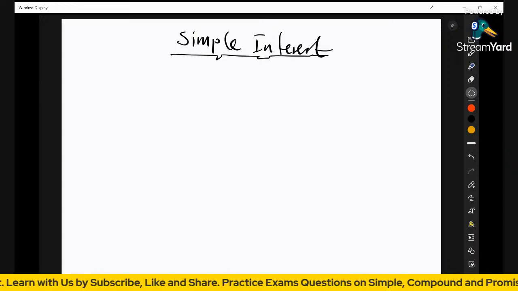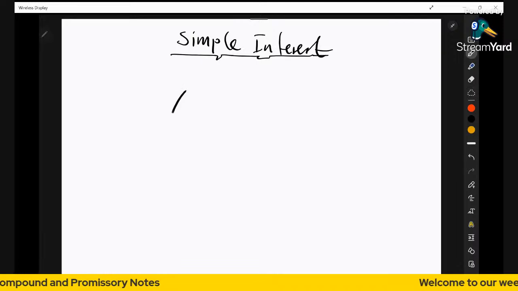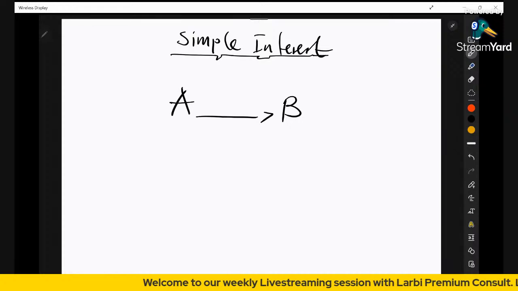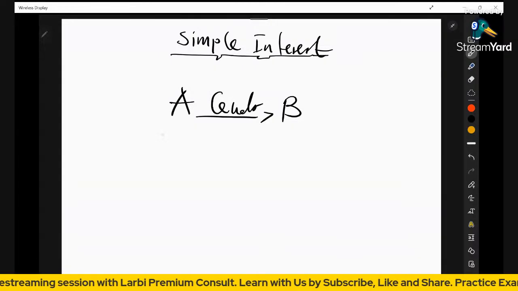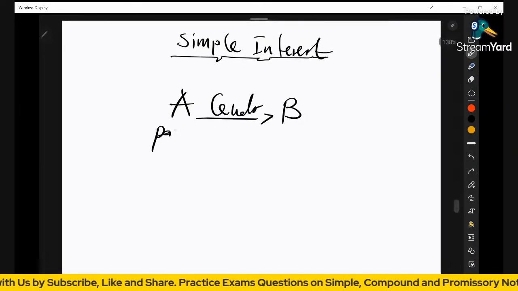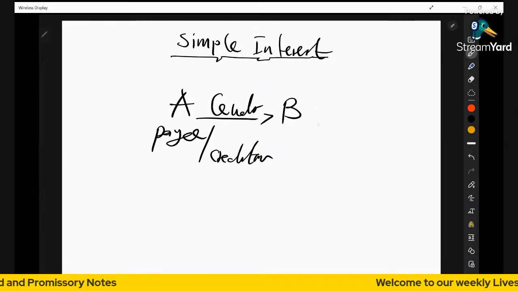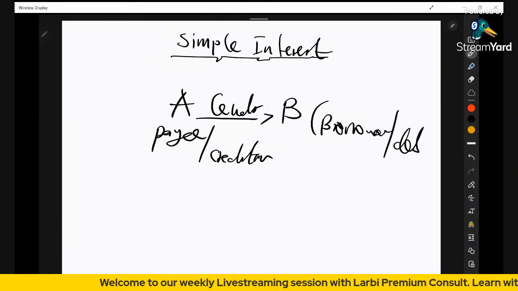That's why we need to come towards simple interest. We are talking about two parties. Let's say we have party A and then party B, and party A will lend money to party B. We call party A the payee, or the creditor of the loan. And then we call party B the borrower, or the debtor of the loan.